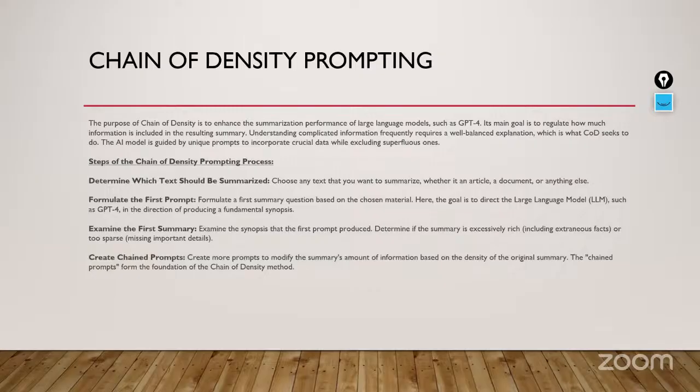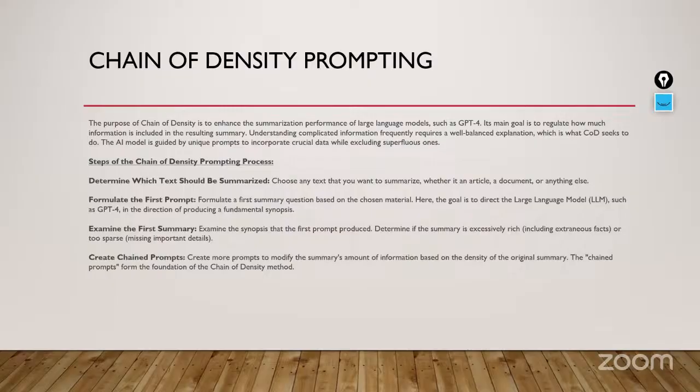Now there comes chain of density prompting. What is chain of density prompting? The purpose of chain of density is to enhance the summarization performance of large language models, such as GPT-4. Its main goal is to regularize how much information is included in the resulting summary. It will understand complicated information and turn it into a balanced explanation.